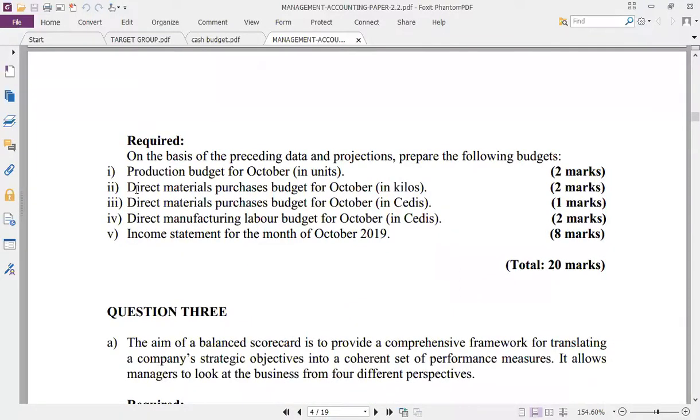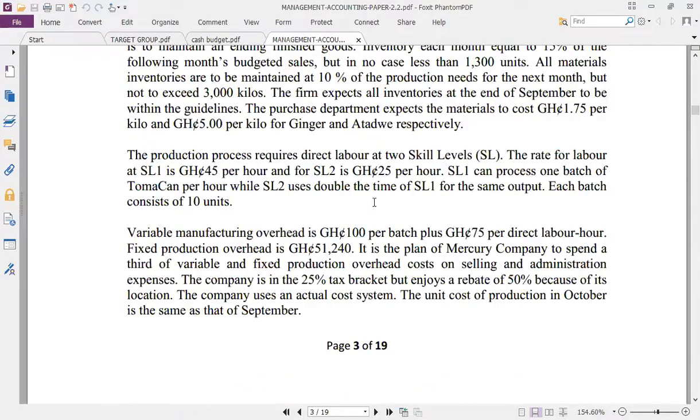The next section informs us about direct material purchases for October in cedis. What we've done so far is in what? Kilos. That is in units, and now in what value? In value, just multiply by what? The material price, or the material cost per unit. That is all. So let's go.